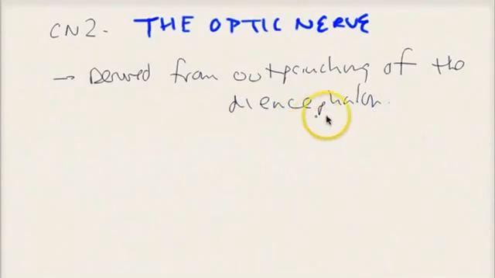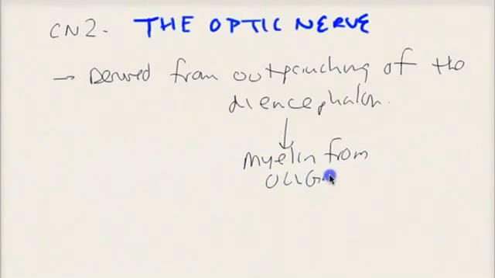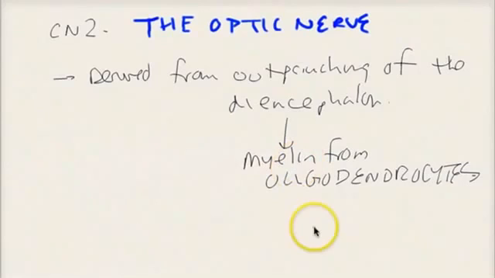Now, because it's derived from an outpouching of the diencephalon during embryological development, the fibers are covered with myelin produced by oligodendrocytes. Now, this is different because other cranial nerves are covered with myelin from Schwann cells because they're peripheral nervous system structures. This is why peripheral neuropathies do not affect the optic nerve, but they can affect the other cranial nerves.